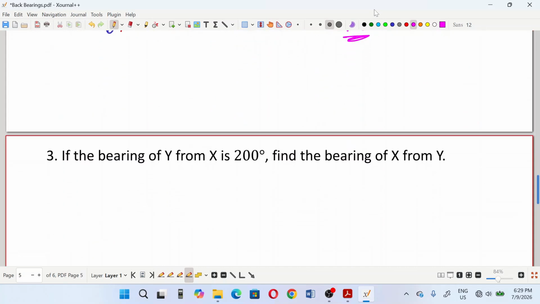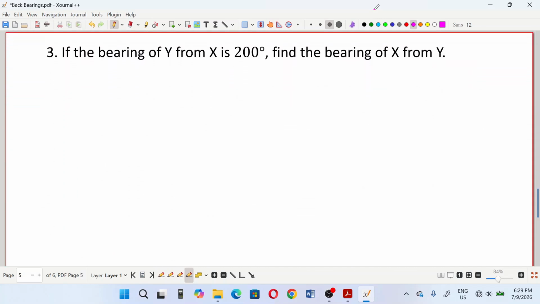So let's look at example 3 and see what we're going to do. Example 3 says, if the bearing of y from x is 200. So bearing of y from x. It means we're going to start from what? X. So let me draw my x here.